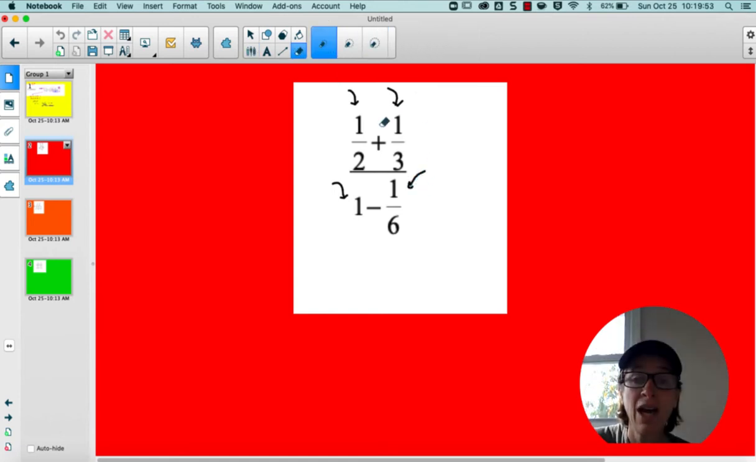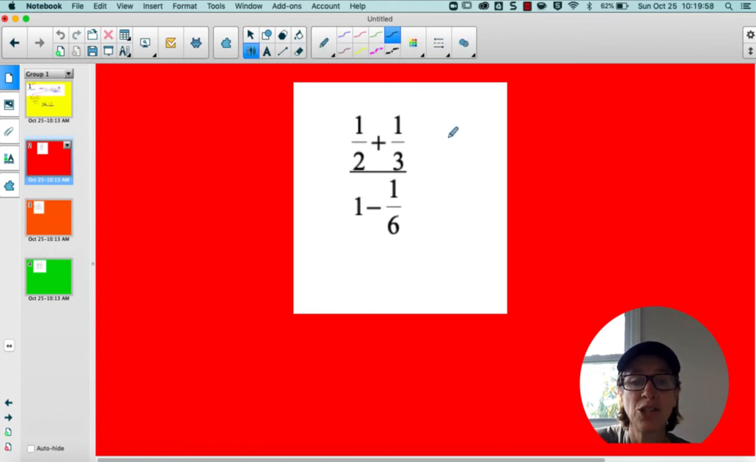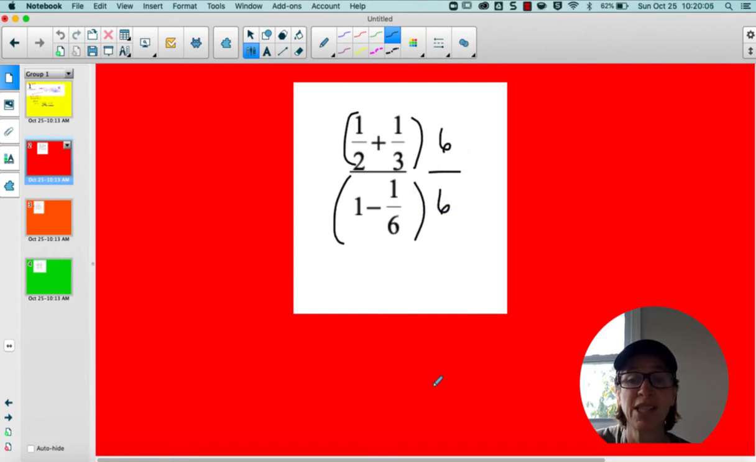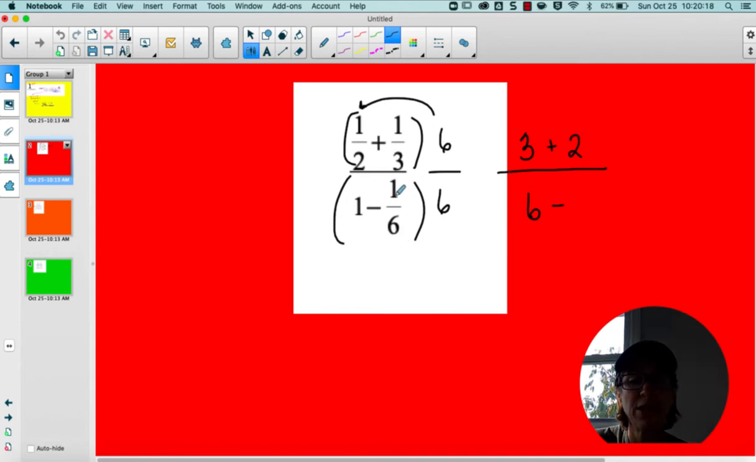All right, so the common denominator of all those fractions is 6. So I'm going to multiply this by 6 and this by 6. Why can I do that? Because 6 over 6 is 1. So if I do that, 6 times a half is 3. 6 times 1/3 is 2, and that would all be over 6 times 1 is 6, minus 6 times 1/6 is 1. And that would give me 5 over 5, which is 1.